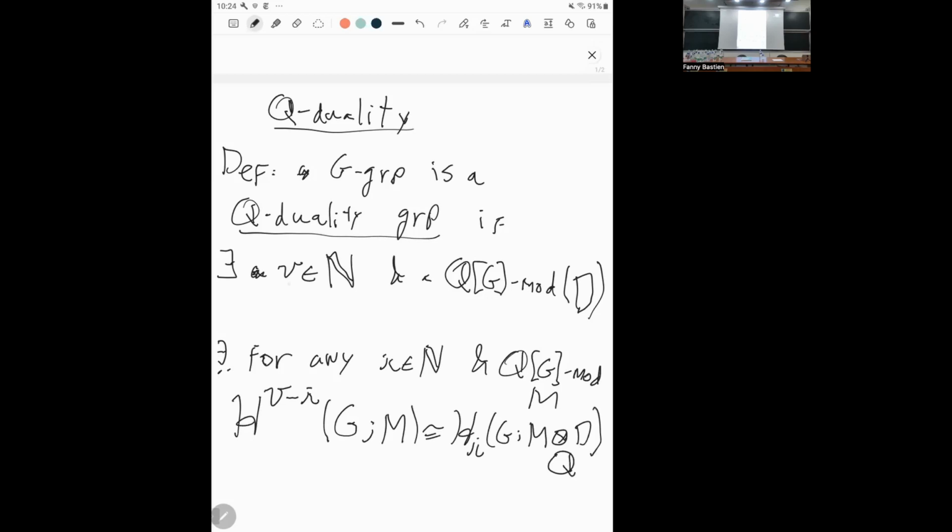This number nu that I just wrote down, I'll call this the VCD, or the virtual cohomological dimension of your group. And this Q adjoin G module D is called the rational dualizing module.